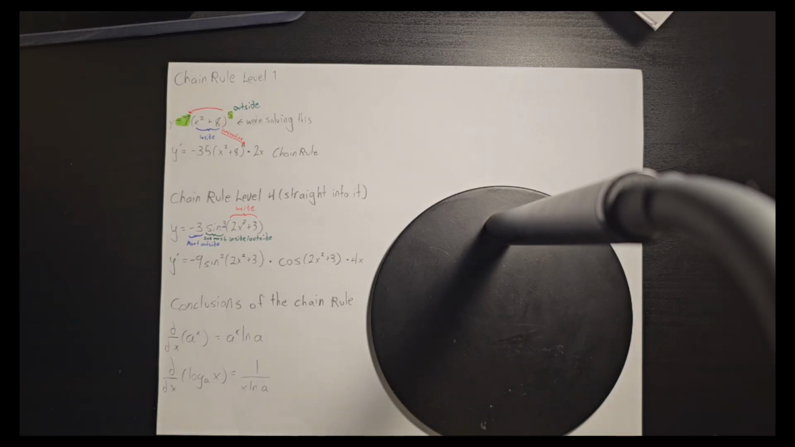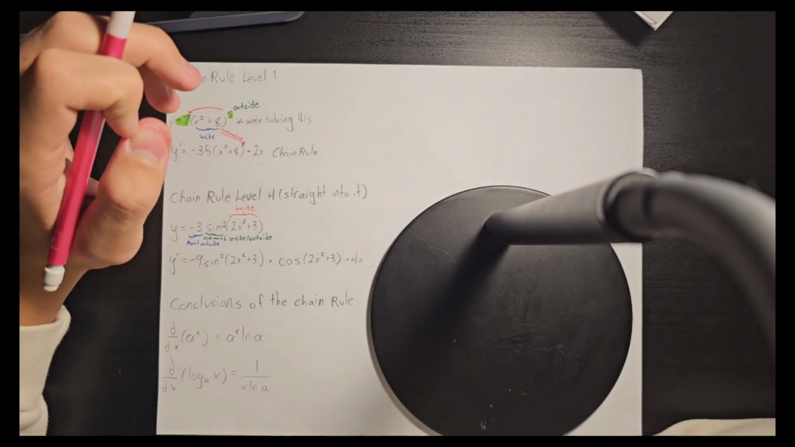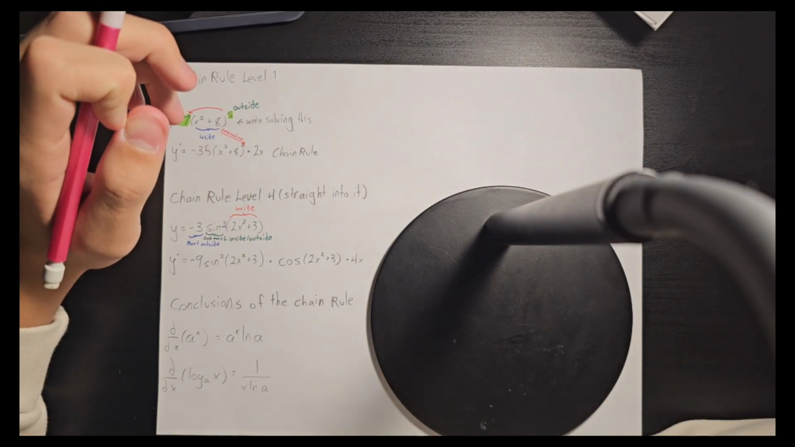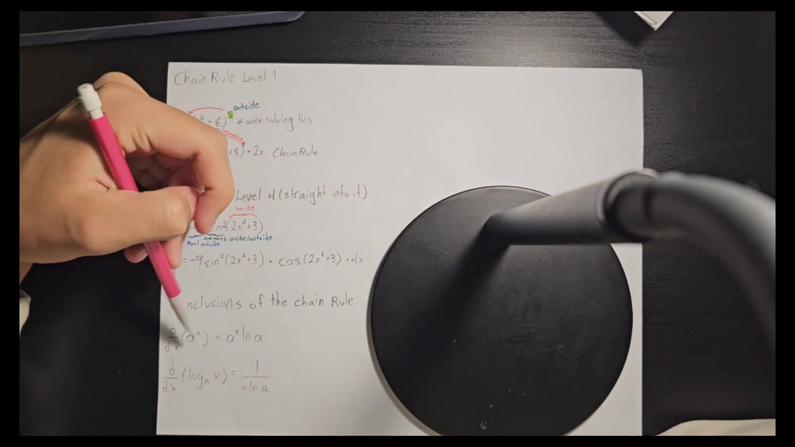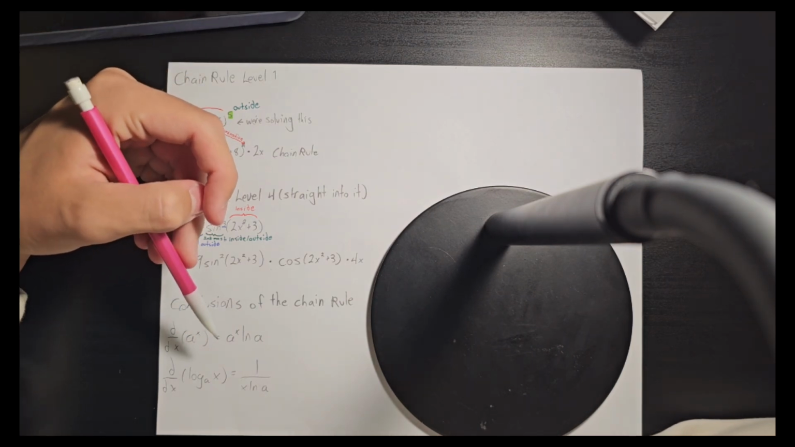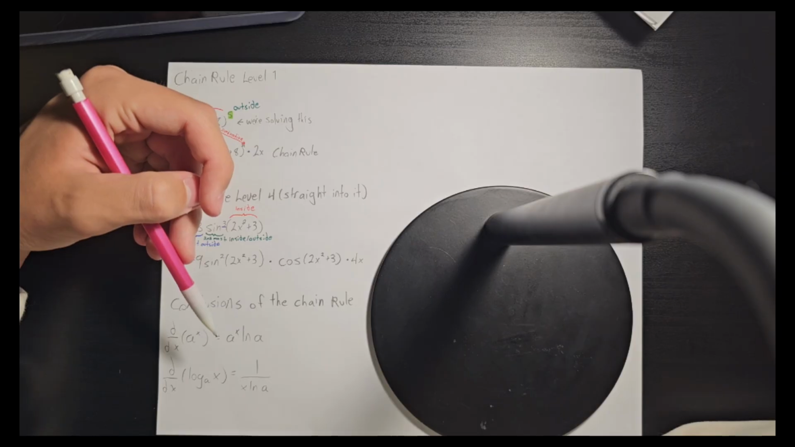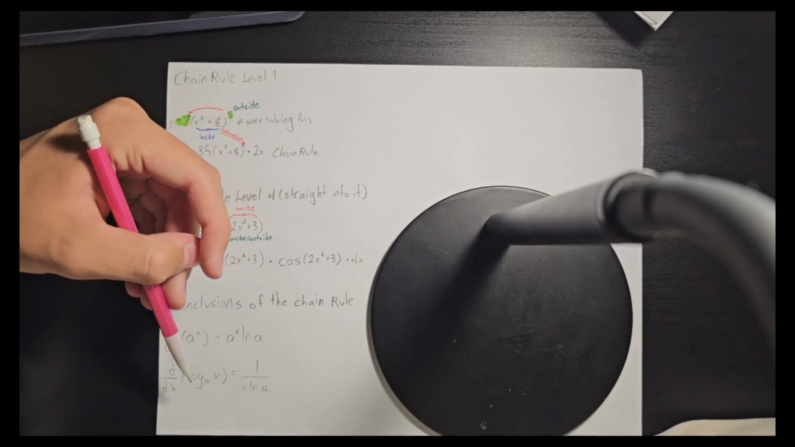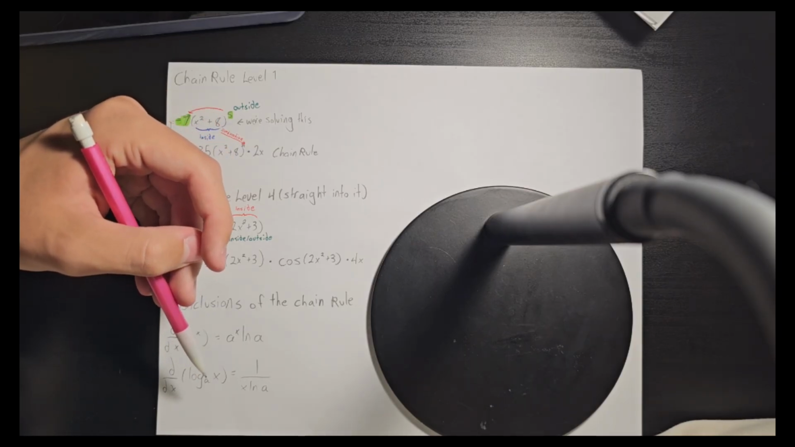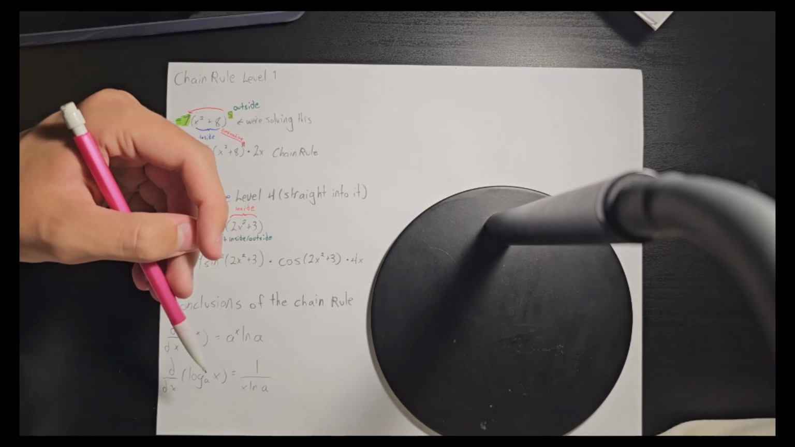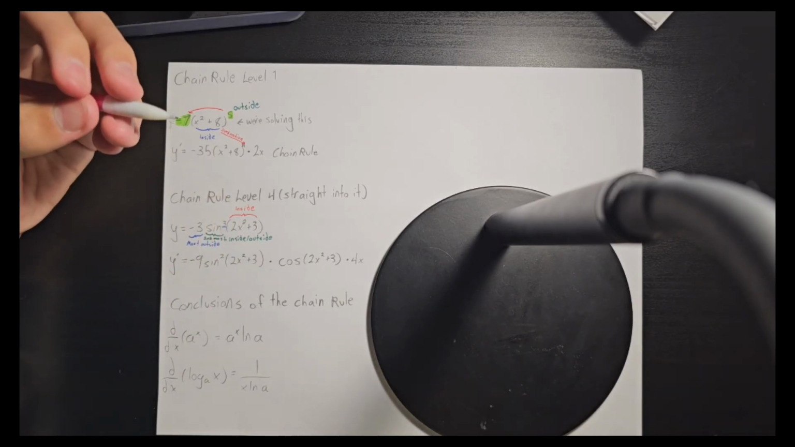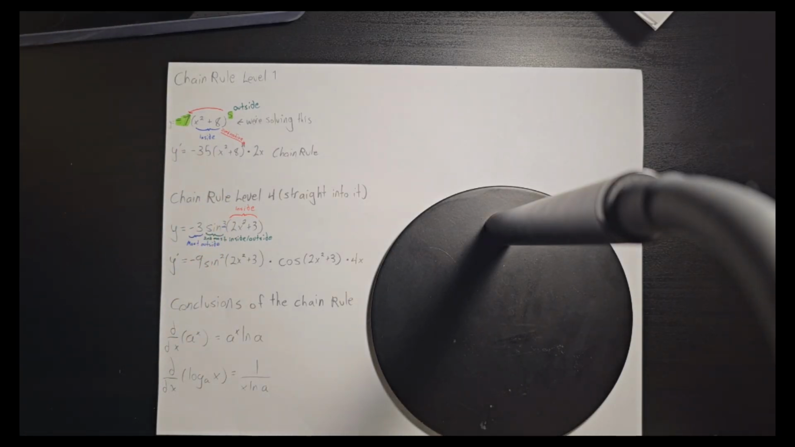There's a small thing that we had to memorize for the notability. The derivative of a to the power of x is equal to a to the power of x times ln of a. And then log a of x is equal to 1 over x times ln of a. Pretty simple. I think you guys can remember that in time.